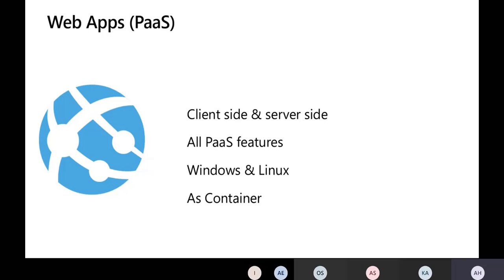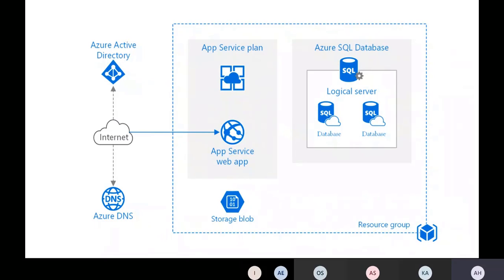So when building your web application in the app service, it's pretty much a platform as a service feature or functionality of Azure. You can build both client side and server side and create applications that require either Windows or Linux, even running your web app as a container in an app service plan. So this is just an architecture diagram of a simple web application.